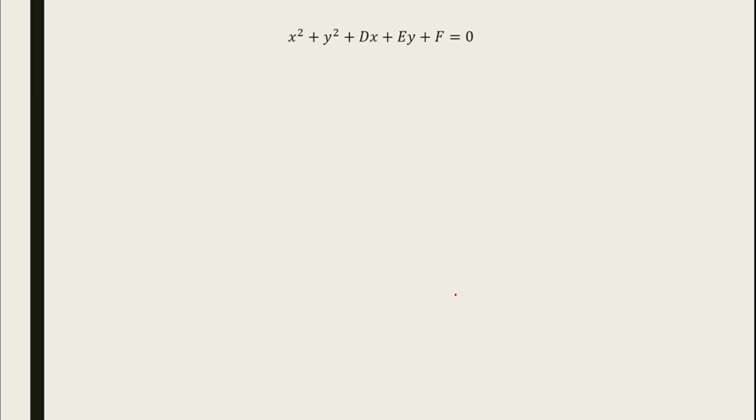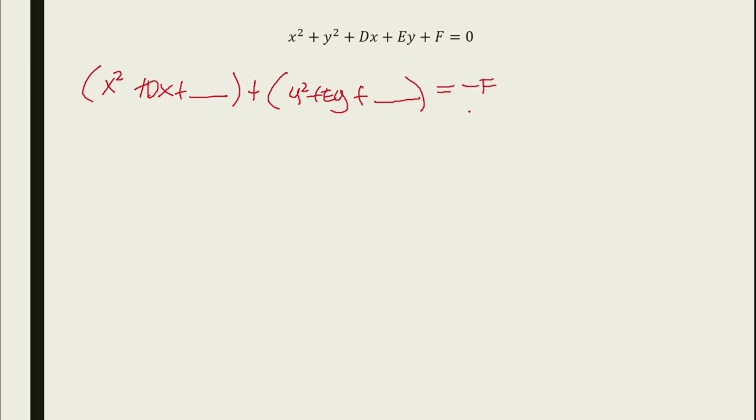So let's start. By completing the square, we have x squared plus dx plus the unknown, then plus y squared plus ey plus the unknown, and we move f to the right, so we have negative f. In completing the square, what we add on the left will also be added to the right side of the equation.